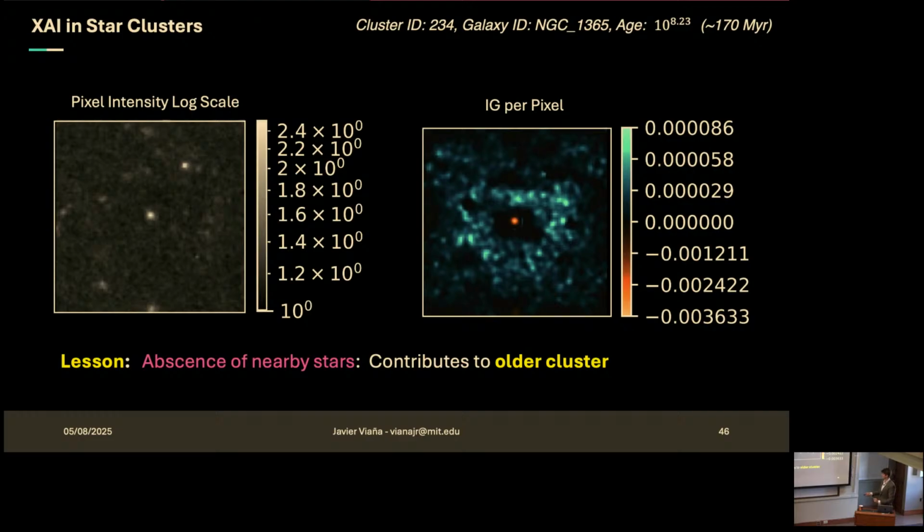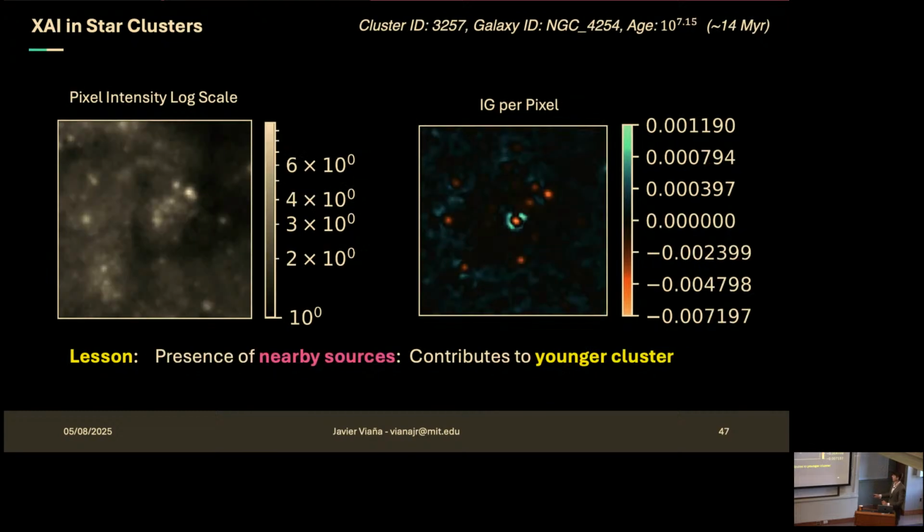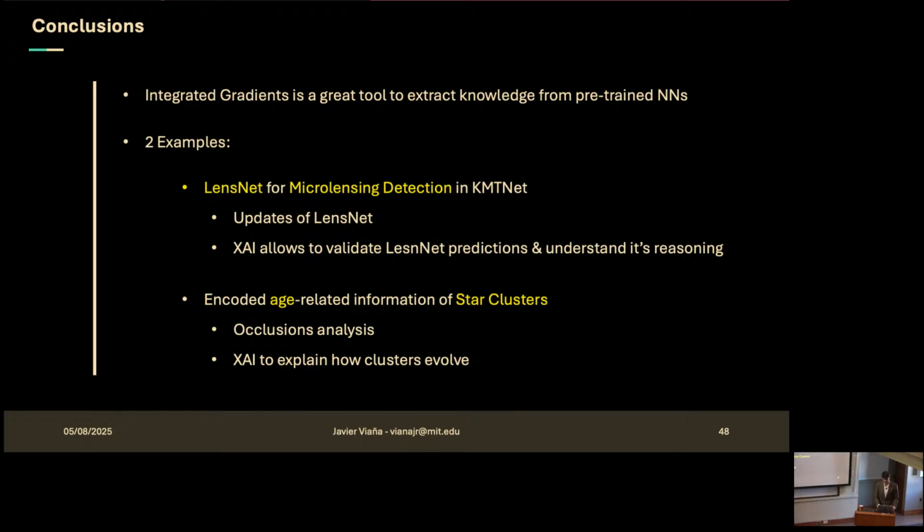More stuff that is interesting is the absence of nearby stars. So for example, a lot of this blue color that the model has been showing in the integrated gradients is telling us that this absence is contributing to higher ages. So absence of nearby stars contributes to making it an older cluster. And the opposite as well. When we have a lot of point sources nearby, presence of nearby sources contributes to younger clusters. And indeed, this is one of the youngest. So I found that very interesting.